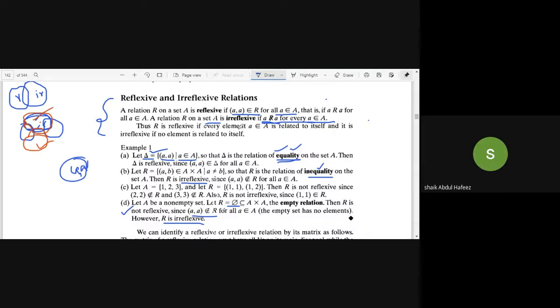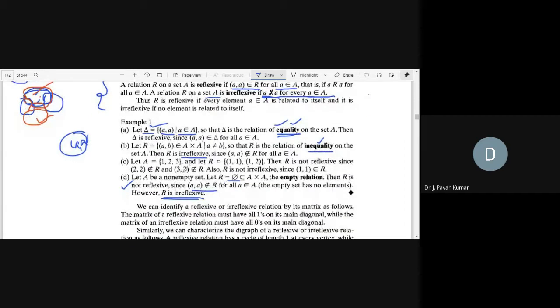Yes, sir. Next, what is the condition for irreflexive? No pair should be of the form a comma a. So are we having any pair of the form a comma a in this empty relation? No, sir. So it is satisfying the irreflexive condition, so we can consider this as an irreflexive relation. That's it. Clear?